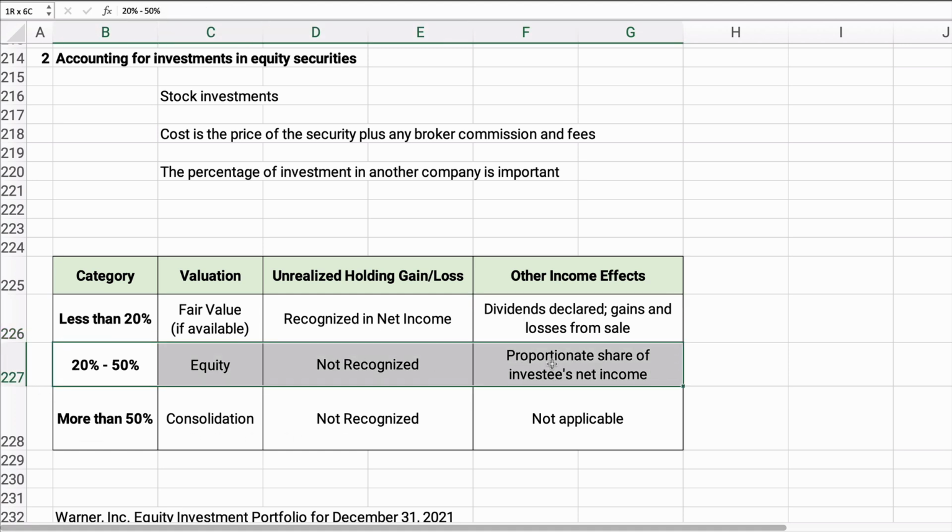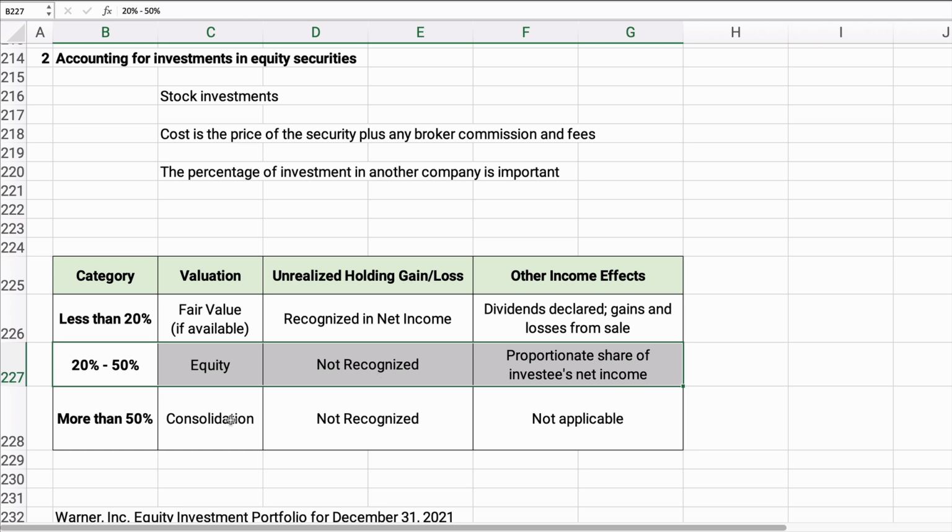Now, 20 to 50%, you are deemed to have significant influence, and we'll talk about this in just a minute. You're going to use the equity method. So you're not going to have unrealized holding gains or losses, but you're going to pick up, and this is different, your proportional share of the investee's net income. So if you own 30% of a company and they report net income of $100,000, you're going to pick up $30,000 as income because the company you owned made $100,000. So you're less tied into fair value, but you're tied into how well that company is doing.